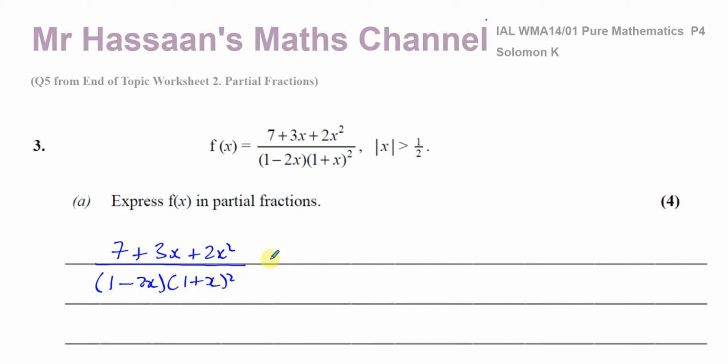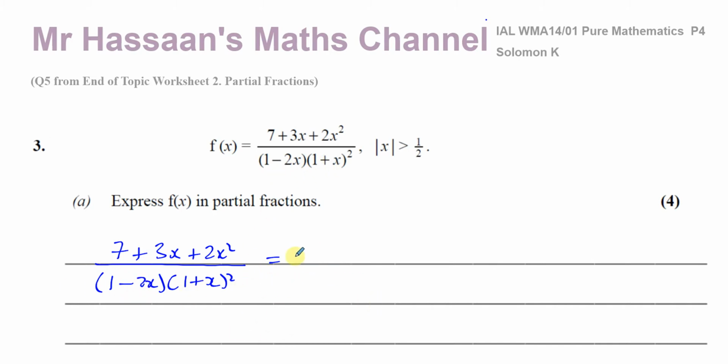Now, in order to do this, I can see I've got some factors in the denominator. One of them is a linear factor. The other one is a repeated linear factor. So the first thing I check for is, is it an improper fraction or a proper fraction? The numerator is of order 2, quadratic. The denominator, if you expanded it fully, you would get a cubic, so it's order 3. Therefore, it's a proper fraction, so I don't have to worry about any whole number parts. I just have to worry about these linear factors.